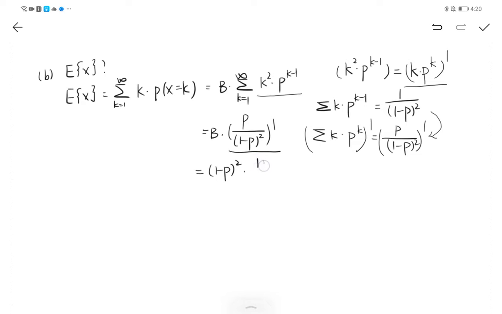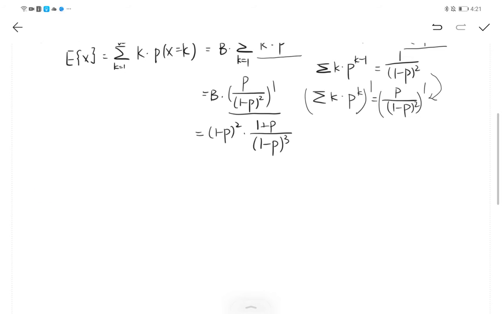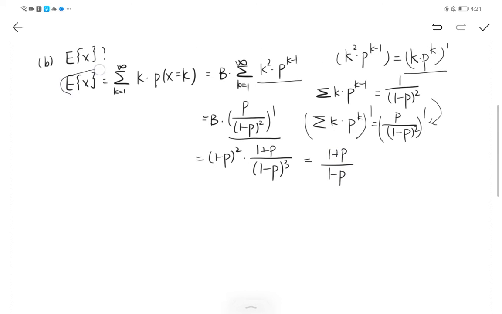And we know that b equals (1 minus p) to the power 2 from problem A, and this form equals (1 plus p) over (1 minus p) to the power 3. This equals (1 plus p) over (1 minus p). So the expectation of X equals this.